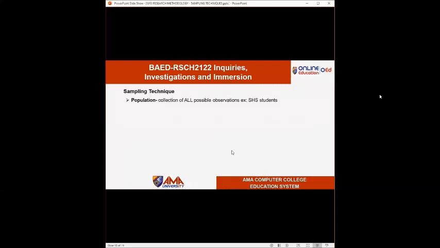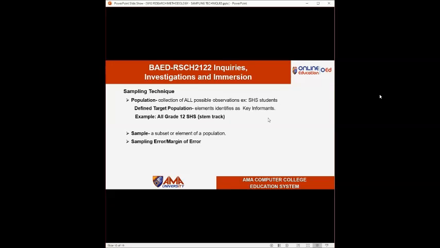Para makita natin, ito ang sabi niya. Population: collection of all possible observations. Example natin dito is yung senior high school students nga. So, wala siyang specific na strand, hindi niya sinabi kung anong grade. So, ang population, yung lahat yan, lahat ng senior high. Ngayon, defined target population, elements identified as key informants. Ibig sabihin, ganito ngayon yan.